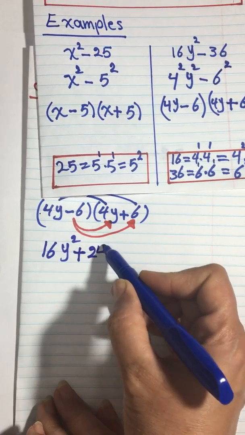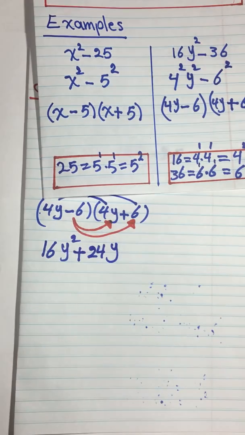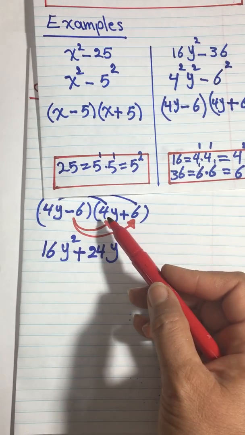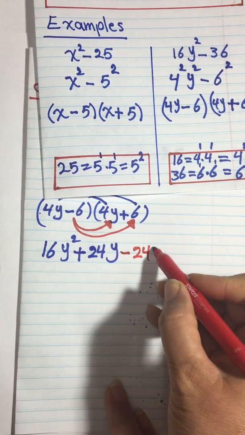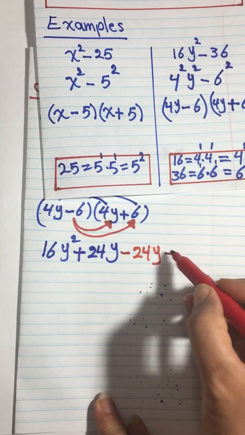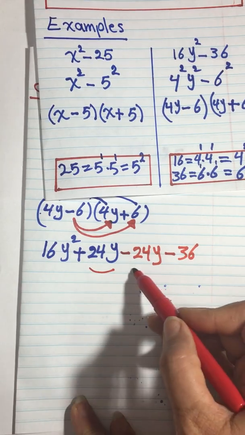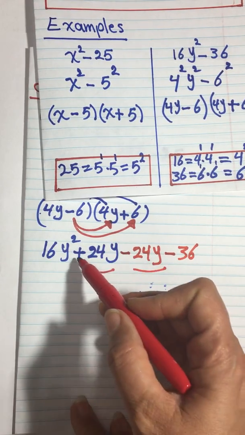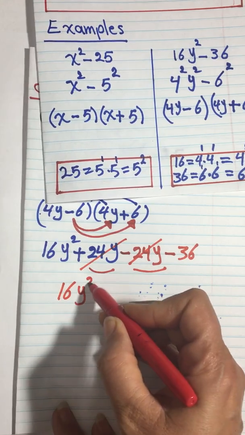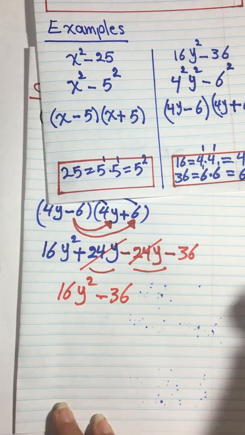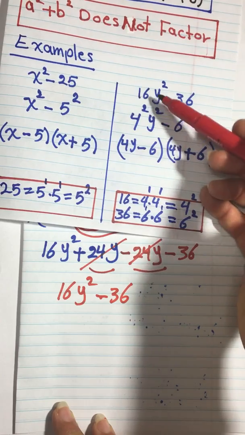4 times 6, 24y. Now I'm going to go over the second term and multiply it by these two terms. Negative 6 times 4y, negative times positive is negative. 6 times 4, 24y. Negative times positive, negative. 6 times 6, 36. Now, if I look, I have these two terms. These are the same, but they have different signs. Cancel them out. Now I have 16y squared minus 36, which is the same as the question, 16y squared minus 36.